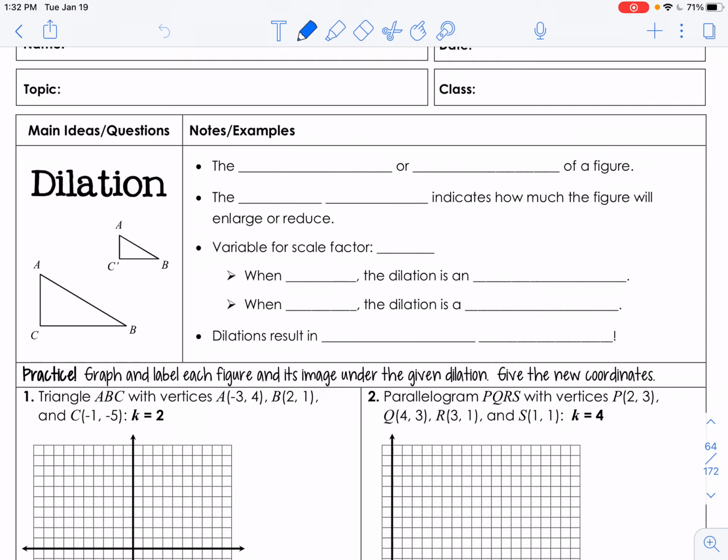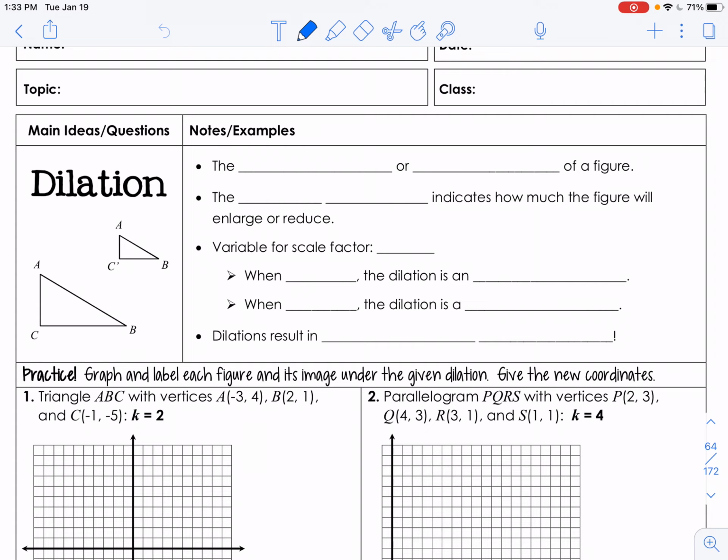So yesterday we did an investigation of dilations, and what we discovered was that dilations are the fourth transformation that we're going to learn in this unit, and it's basically a resizing of a shape on the coordinate plane. So dilations can make your shape get smaller or bigger. So let's fill in some definitions here, some words.